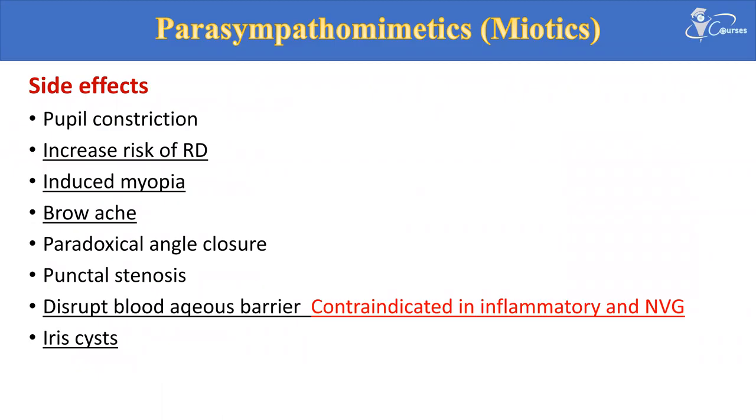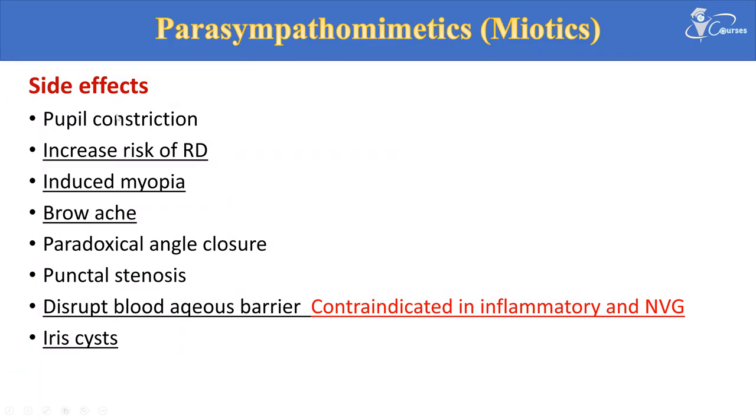The side effects of the parasympathomimetics or miotics are pupil constriction, increased risk of retinal detachment, induced myopia. So let me just explain. Pupillary constriction is simple, understandable. It is a parasympathomimetic, so it will cause miosis. By the way, it has an advantage. This pupil constriction will increase the depth of focus, and it will be better for reading. That's why the FDA approved the miotics for presbyopes who need better reading.